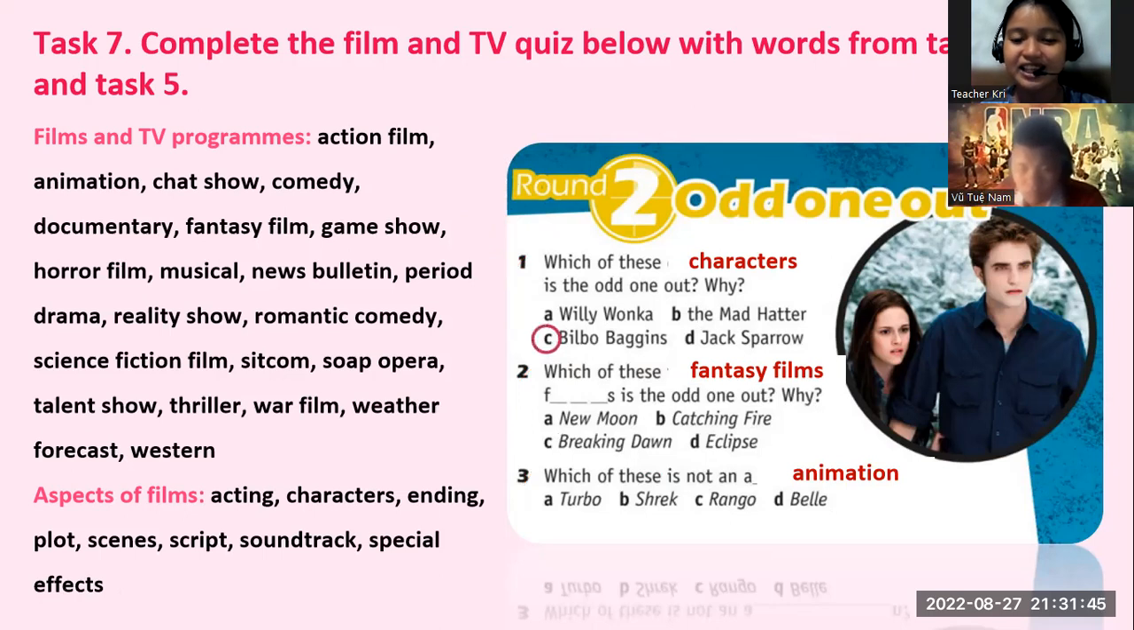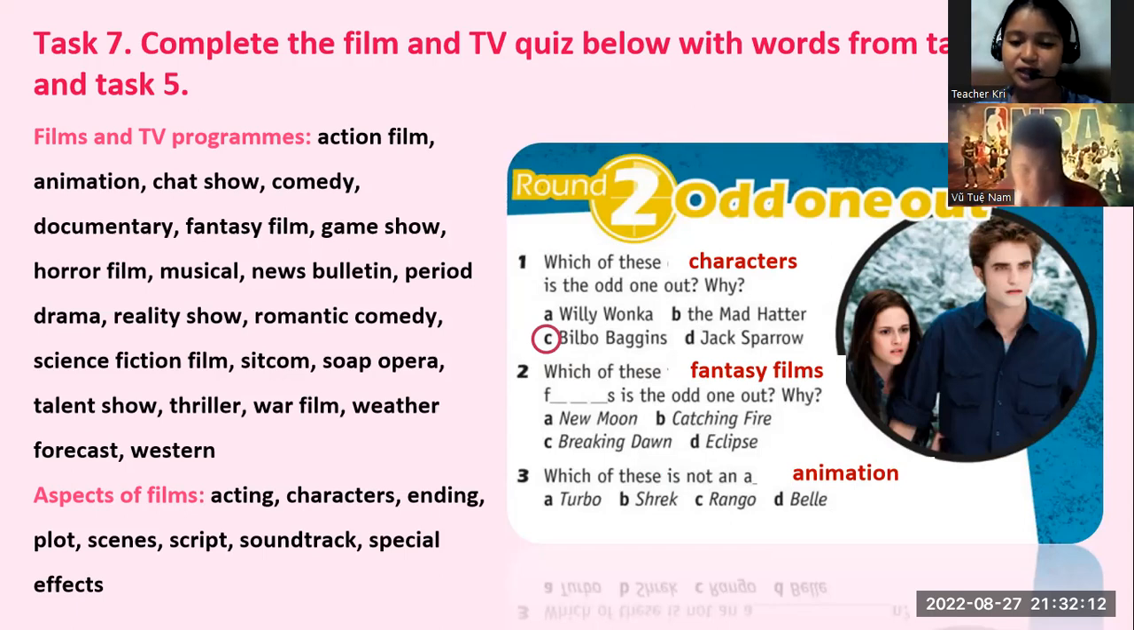Okay, no, it's not letter A, but it's letter C, Bilbo Baggins. Because Willy Wonka, the Mad Hatter, and Jack Sparrow are movie characters, which is different from Bilbo Baggins. Okay, so let's find out later on in the articles.